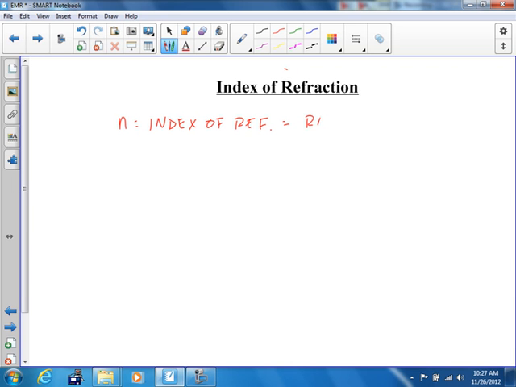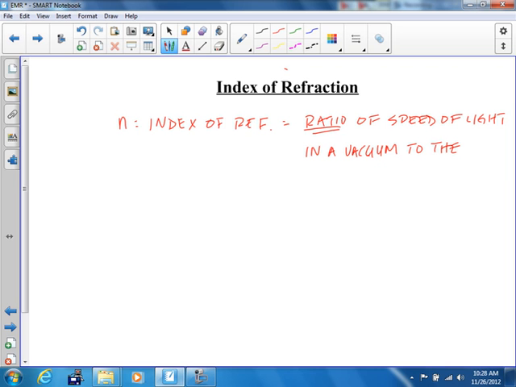It is defined as the ratio of the speed of light in a vacuum to the speed of light in whatever medium it is that you're talking about in the context of this index of refraction. So if we want to find the index of refraction of air, we say it's the ratio of the speed of light in a vacuum to the speed of light in air. The index of refraction of water is the ratio of the speed of light in a vacuum to the speed of light in water, and so on.